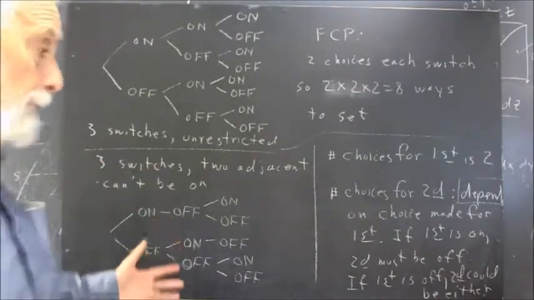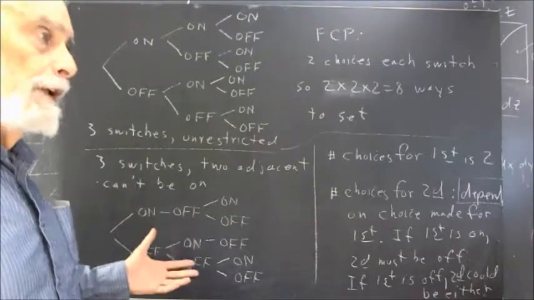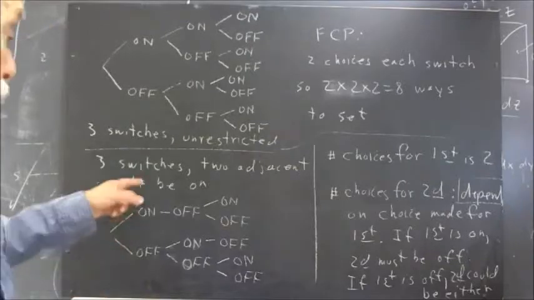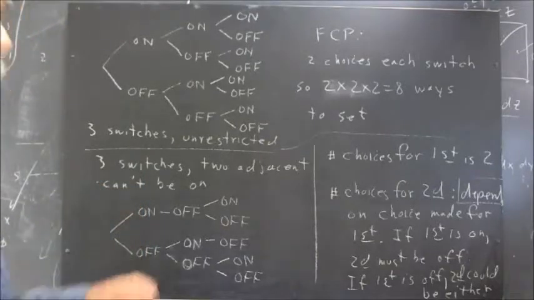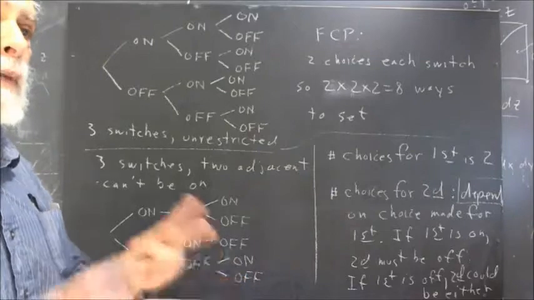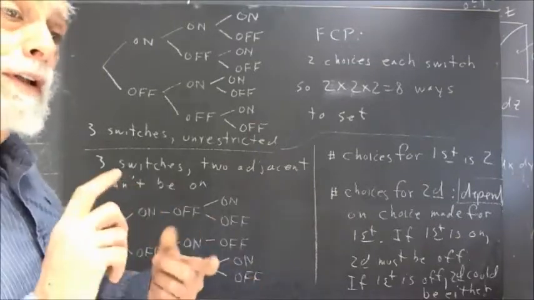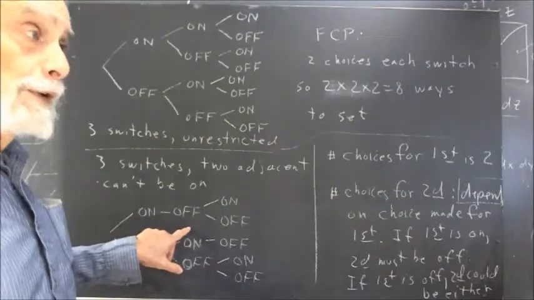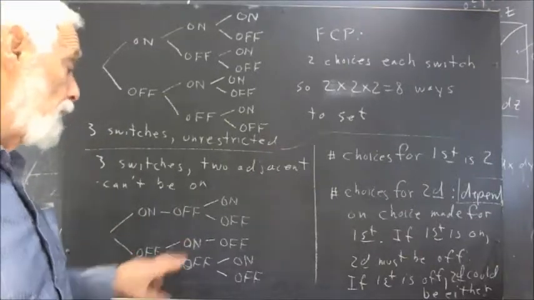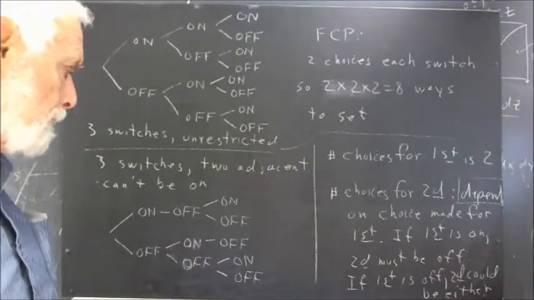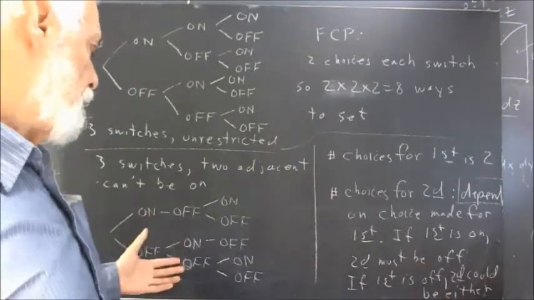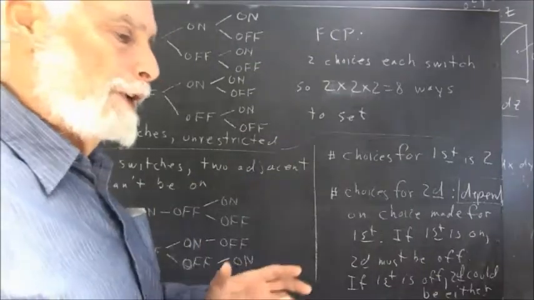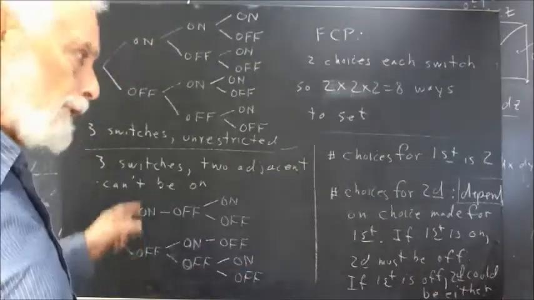And this example illustrates a case where the fundamental counting principle does not apply. How many choices are there for the first switch? Well, there are two. It could be on or off. How many choices are there for the second? Well, that depends on what you did on the first. If the first switch was on, then you only have one choice for the second. If the first switch was off, you have two possible choices for the second. And you can't answer the question, how many possible choices are there for the second switch, without knowing what happened on the first.